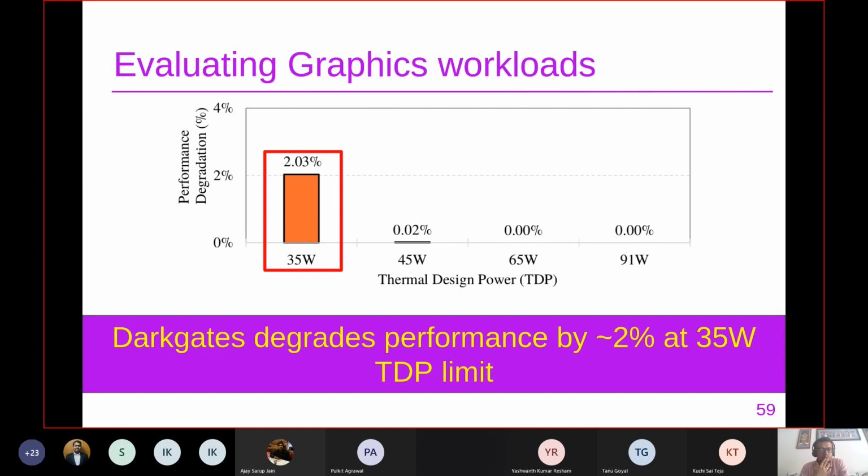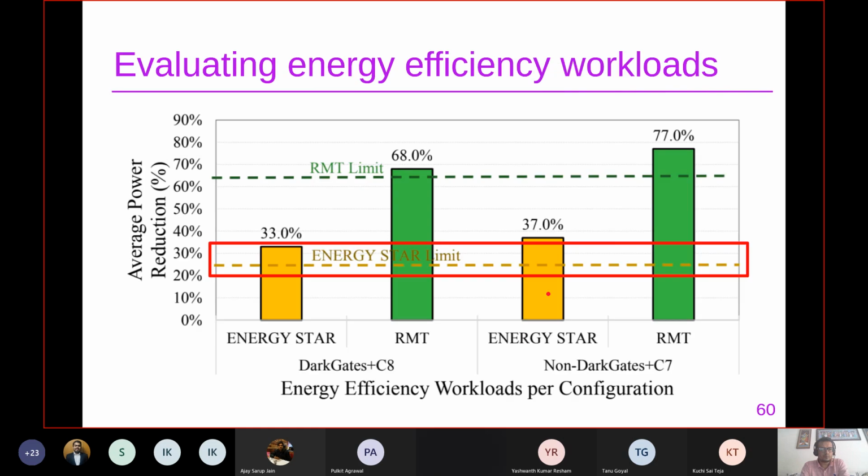Now getting into the graphic workloads, that is, the graphic applications that they have run on the Skylake. Here you need to understand that there is a graphic core also in this Skylake processor. One of the assumptions they make is that only one CPU core is active and the graphic core is kept active. The other cores are idle. In that scenario, for the 35-watt TDP limit there is a performance degradation of approximately 2%, whereas for 45-watt it is very insignificant, and beyond 45 watts there is no performance degradation. So DarkGates works for higher TDPs is one of the conclusions we can take from here.